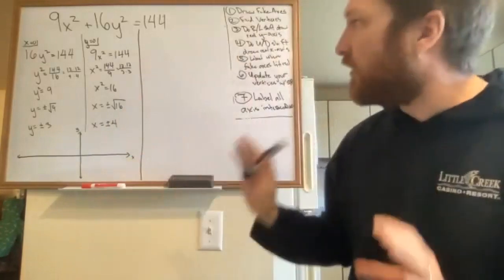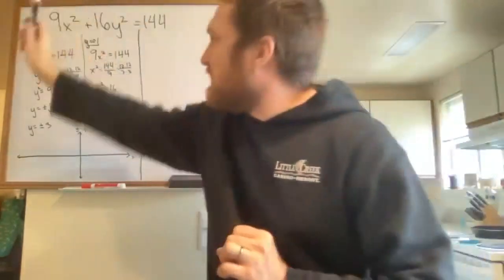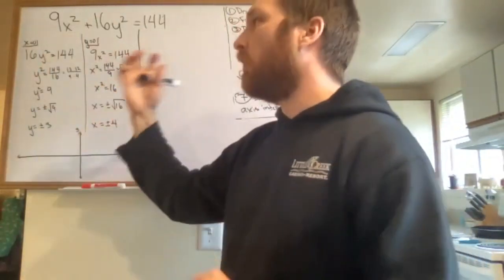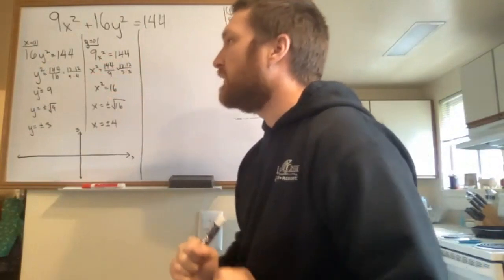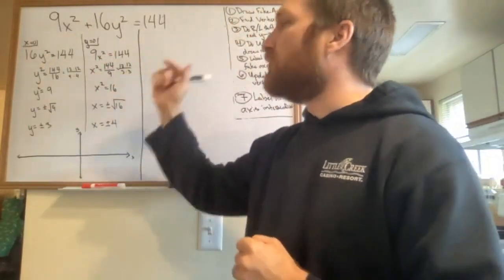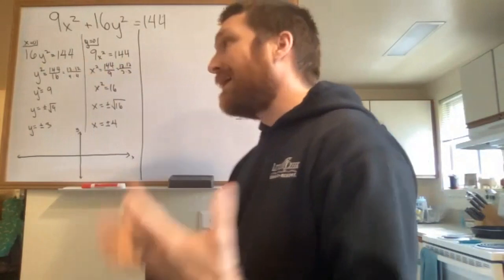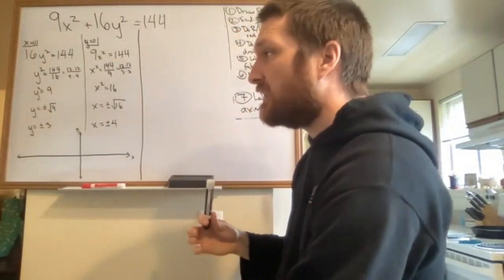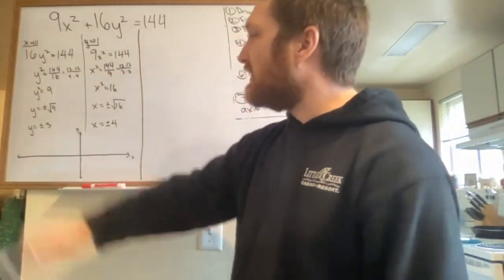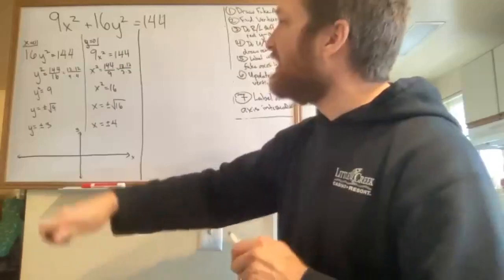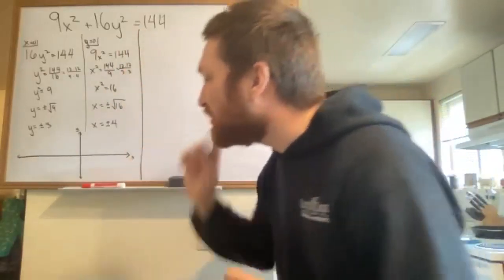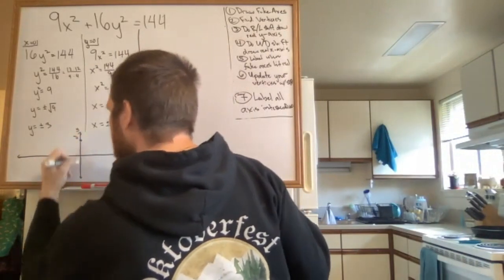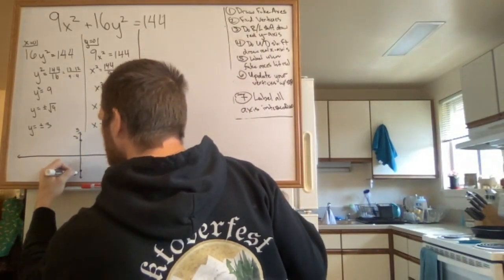And I want to talk through this. So setting X equal to 0 gives me 16y squared equals 144. So I take 144 and divide it by 16. I reduce that down to 9. 9's a perfect square, which is cool. Take the square root, gives me both a positive and a negative answer, positive and negative 3. So I know that the Y-intercepts are up here at +3 and down here at -3.